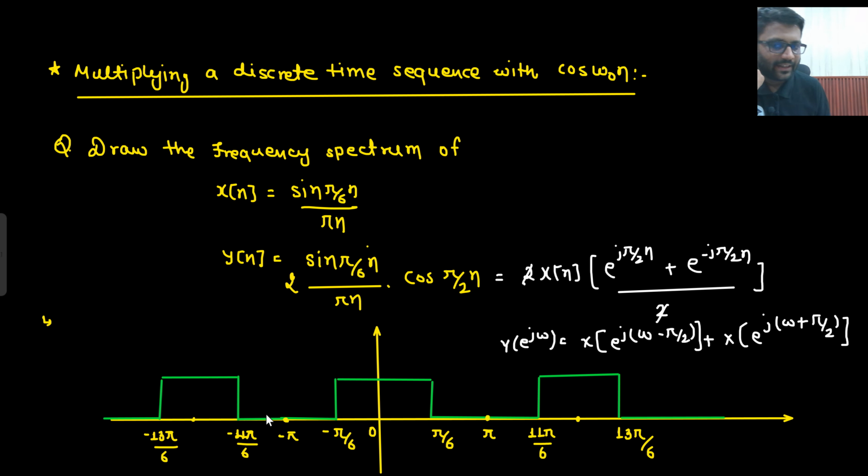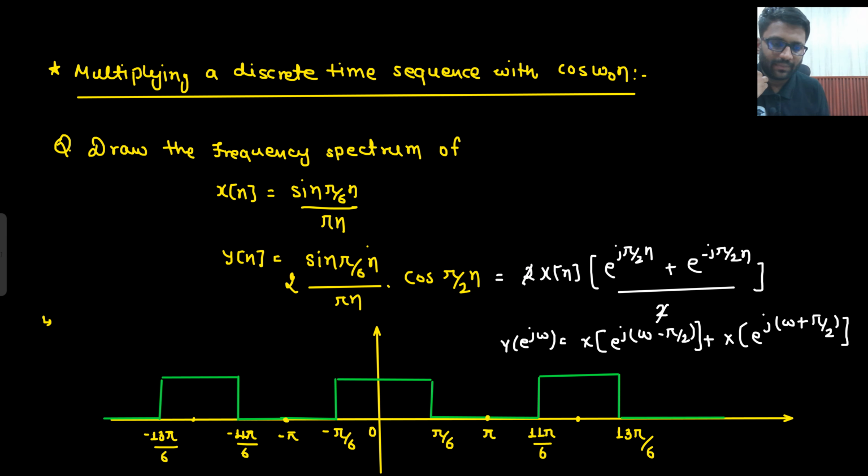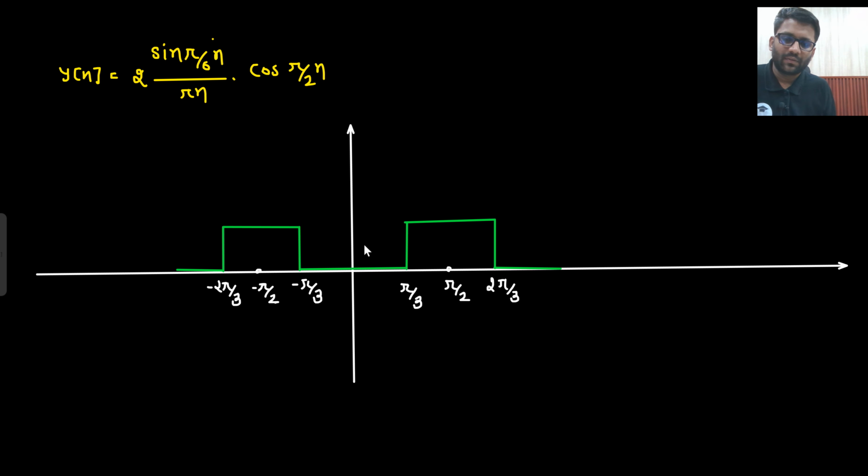So what is happening? This center has moved to minus pi by 2. So this point will move to minus pi by 6, minus pi by 2. So what would it be? Minus pi by 2 minus pi by 6. Really sorry guys, it would be minus 2 pi by 3. And this point will be minus pi by 3. All clear? With the gain of 1.